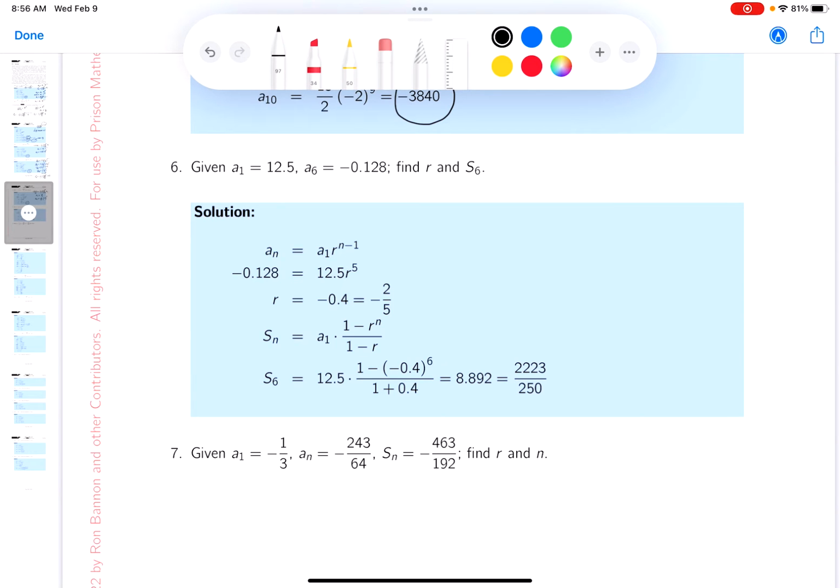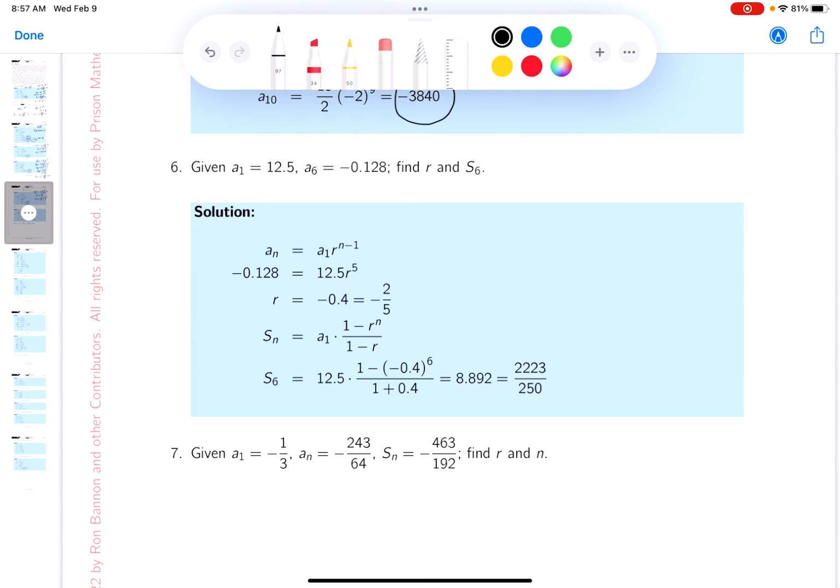Again, we're kind of talking through the problems. And by talking through the problems, hopefully when you're doing a problem, you're talking through it as well. But they give me A1, they give me A6. These are geometric, by the way. They want to find R and S6. Well, I got to write it down now.